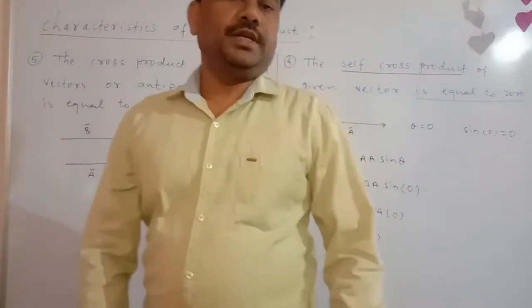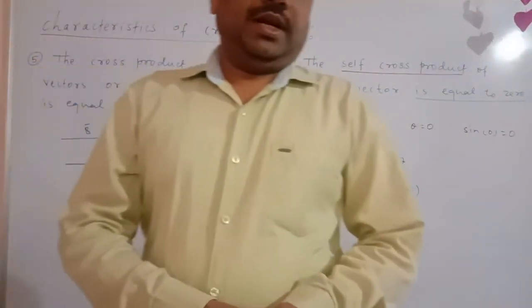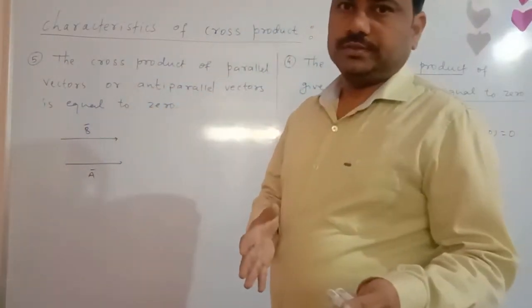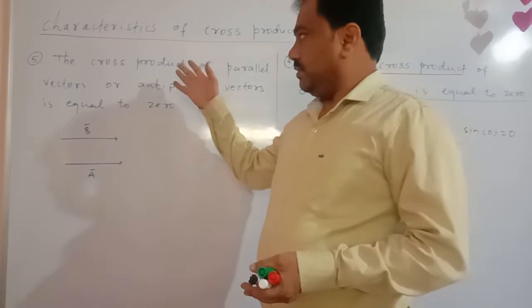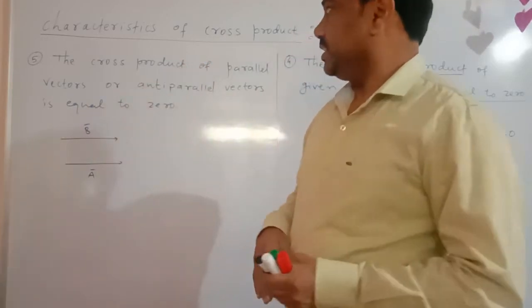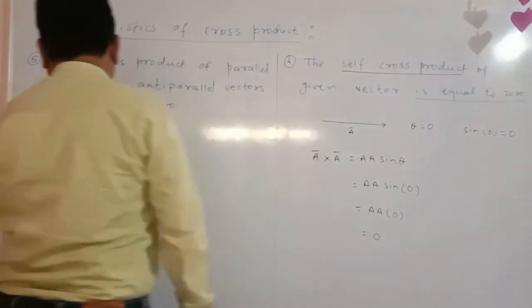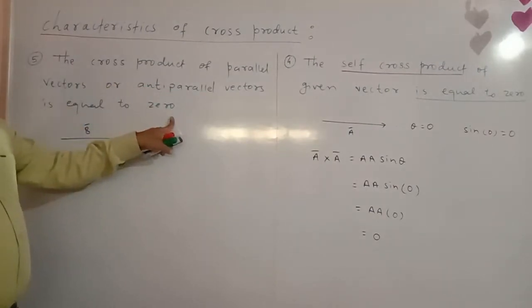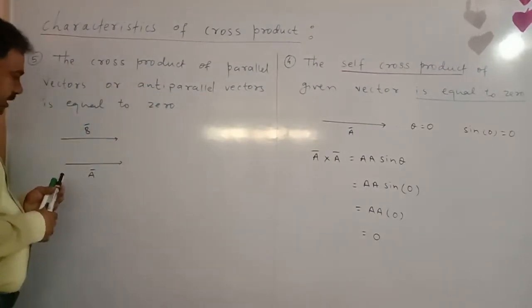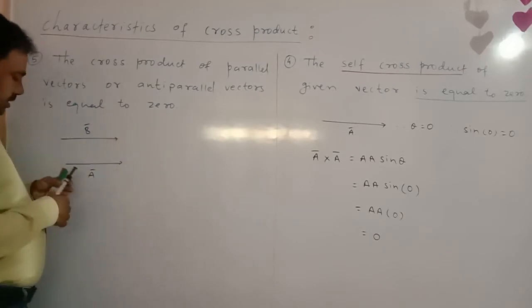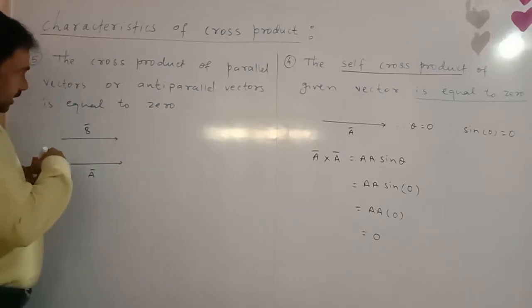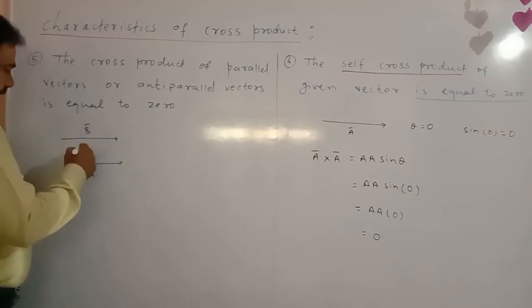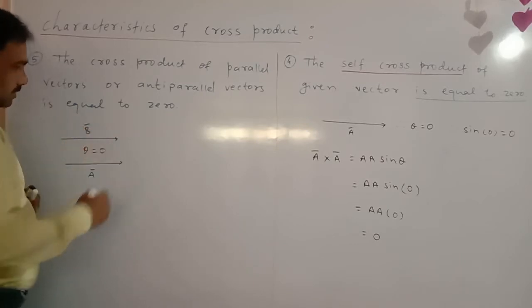Hello, good morning students. We are already discussing the characteristics of cross product. Our fifth characteristic is that the cross product of parallel vectors or anti-parallel vectors is equal to 0. Now if two vectors are parallel to each other, the angle of inclination between these two vectors must be equal to 0. So therefore we can write here theta is equal to 0.